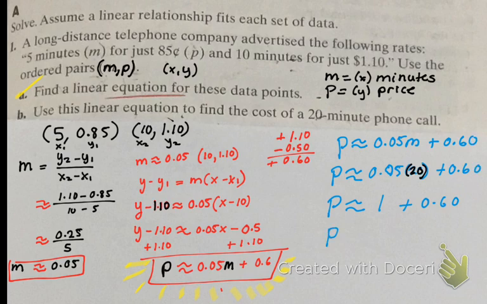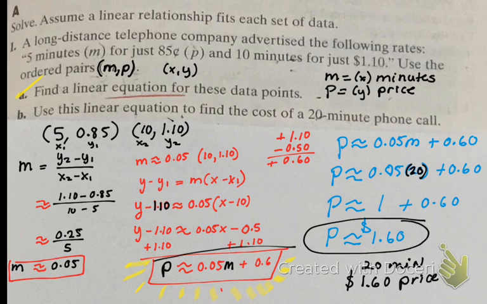And so the price is about equal to 160. It's a dollar amount. So basically what we're saying is 20 minutes will cost $1.60. That will be the price. Okay? But these are the two parts, right here and right here. A, they want the equation. B, they want the cost for 20 minutes. Okay? That's number 1 for your homework.